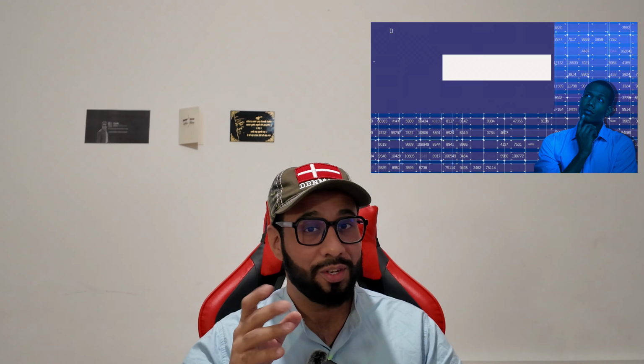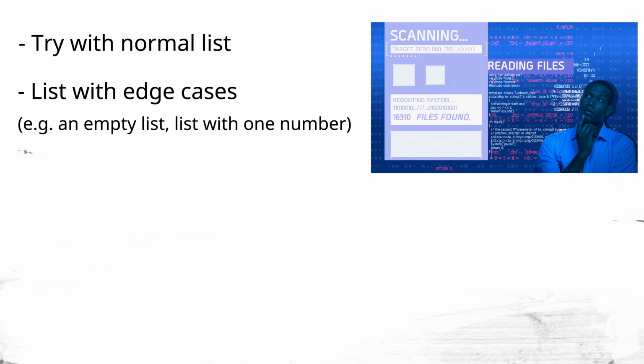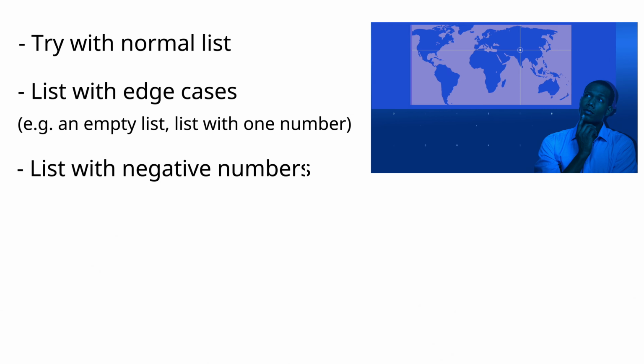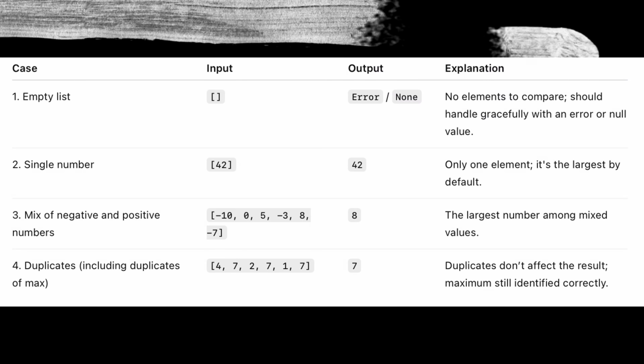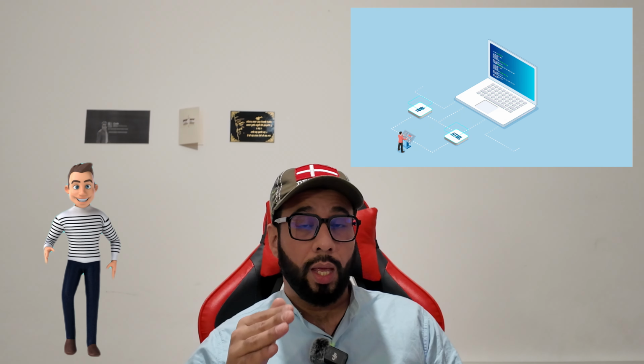Now this is the last step. Once your code runs, time to stress test your solution on different inputs. Try with a normal list, then try with edge cases, like for example an empty list or a list with only one number. Also try with negative numbers, and then try with duplicates. The more you test, the more confident you become, and the more solid your code gets.